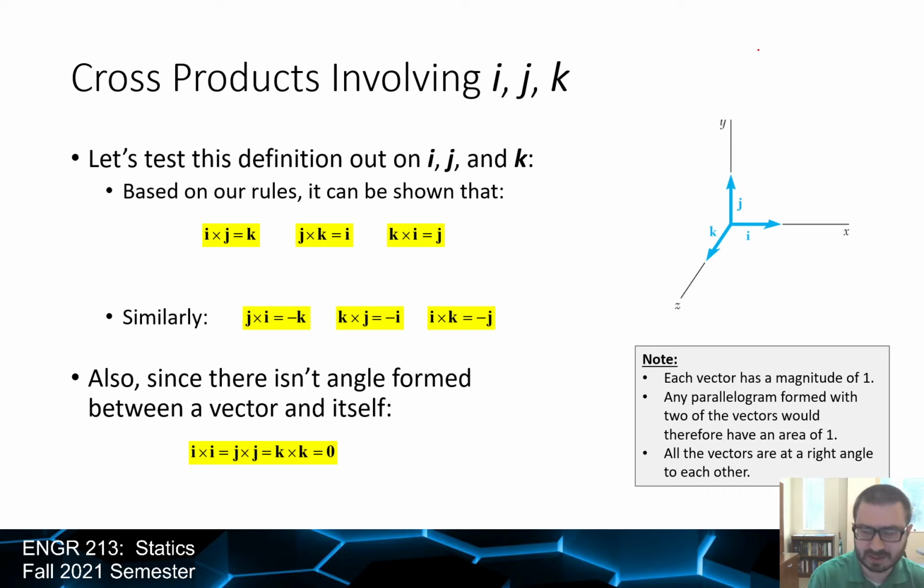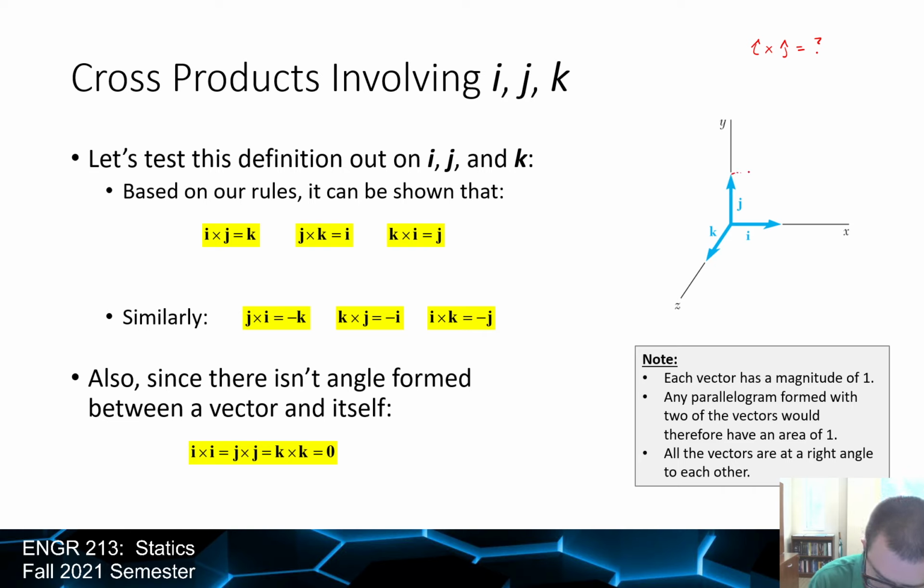So let's start off with a very basic example. Let's do i cross j. Let's see if we can figure out what i cross j is. Okay, let's go back to our definitions. What do we want the magnitude of i cross j to be? Well, we want the magnitude to be equal to the area formed by the parallelogram between i and j.